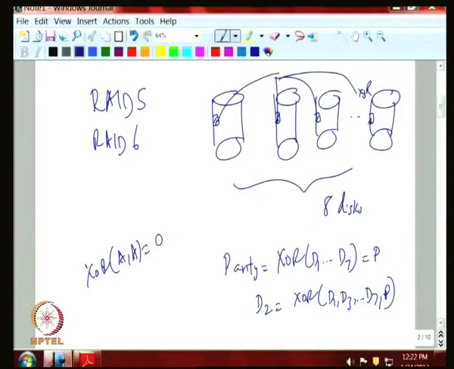Now, you can also have RAID 6, where instead of one parity disk, you have two parity disks, and they use some slightly more advanced techniques. They won't use XOR. They use something called Galois field arithmetic.